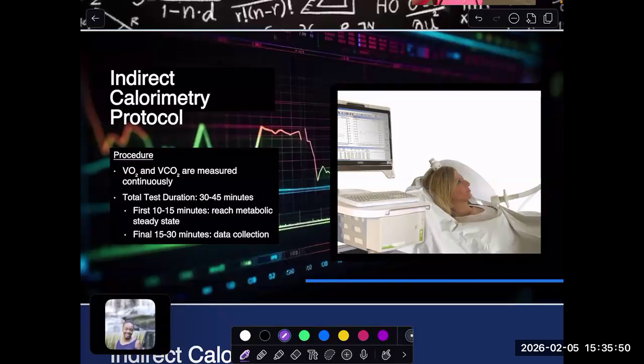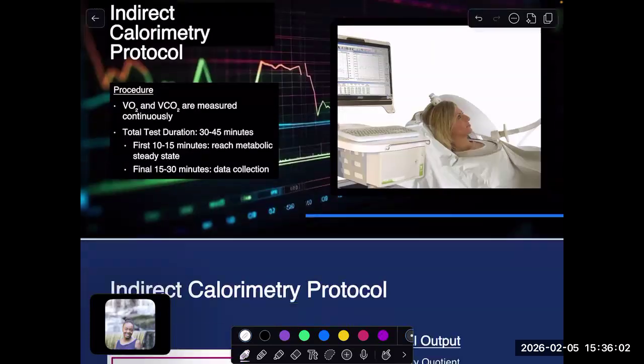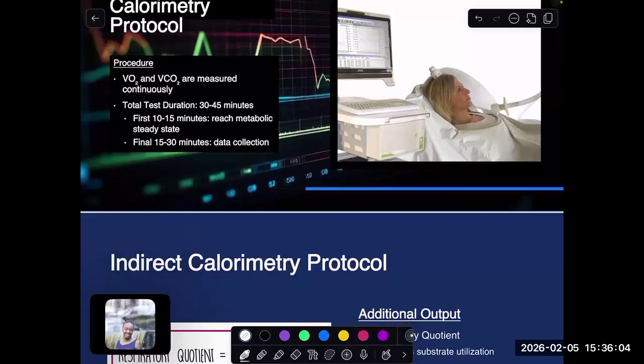So a total test lasts 30 to 45 minutes, and the job the participant has is to stay as still as possible without sleeping. And I can tell you right now that that is super difficult. So the total test is 30 to 45 minutes, but the first 10 to 15 minutes are used to reach metabolic steady state. So basically that means the participant is getting used to being under the hood and the computer is getting used to having the participant being measured. From there, we use the final 15 to 30 minutes for data collection.